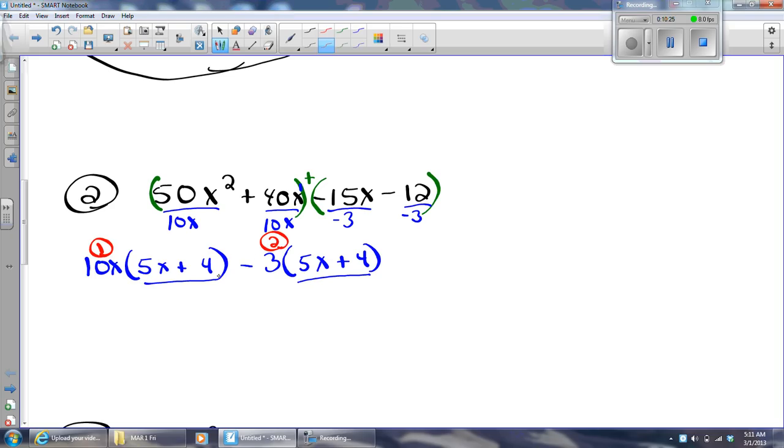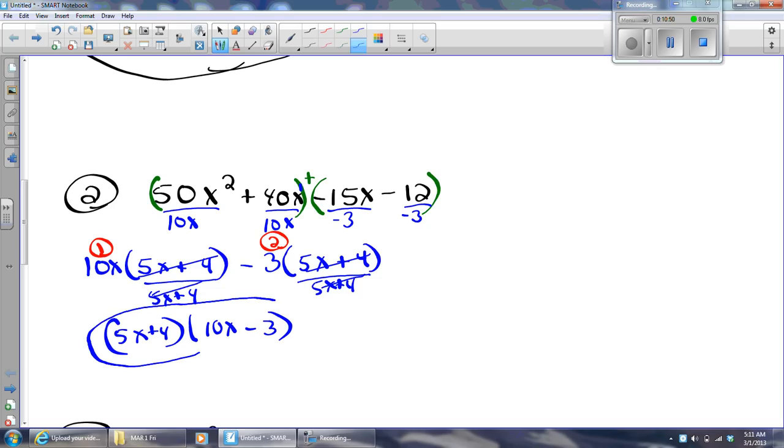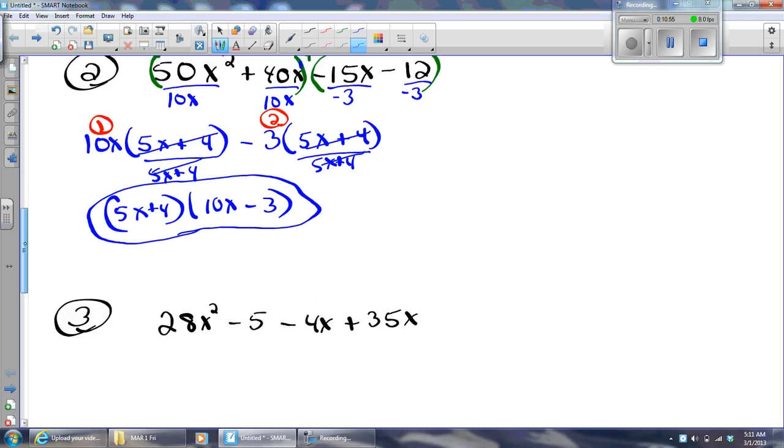Now I'm going to GCF the 5x plus 4. I divide by 5x plus 4. I bring out front what I divided by. What's left in this first part? Well, these will cancel, leaving me a 10x. These will cancel, giving me a negative 3. And there you go. Ooh, I hope you're starting to like this because this is pretty easy stuff.